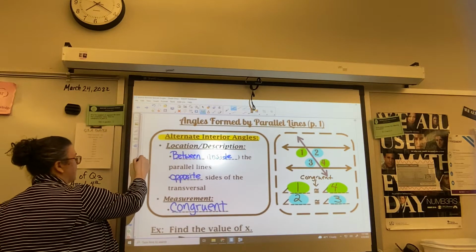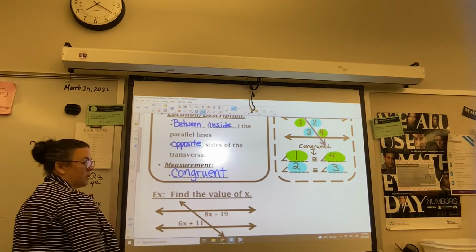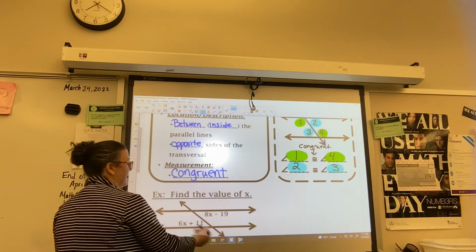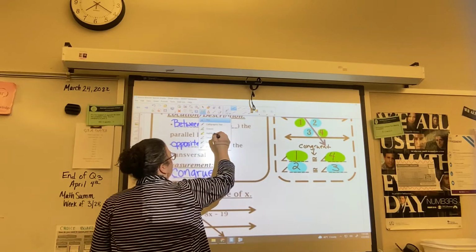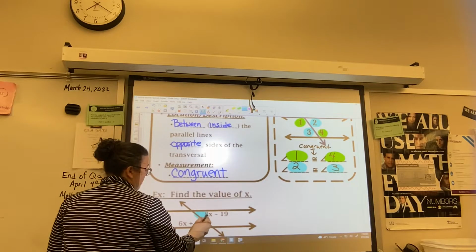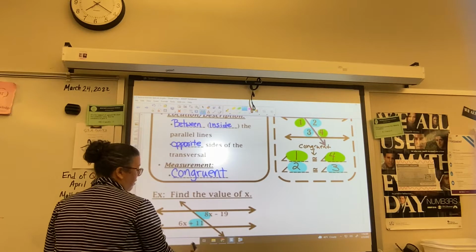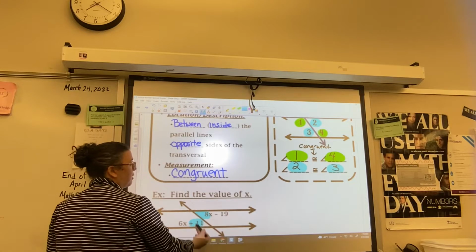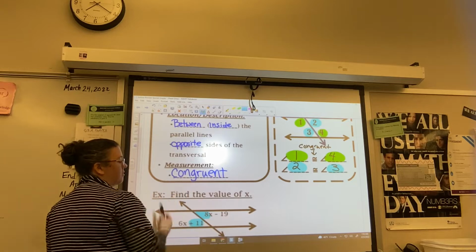If I'm looking at a pair of parallel lines that have algebraic expressions in them, I just need to locate what kind of angles they are to know what their measurement is. If I look at these two angles, I'm looking at this angle here, and the other angle is over here. Those are on alternate sides of the transversal, both between the parallel lines. They are like our number 2 and number 3 over there. So they are going to be congruent to each other.